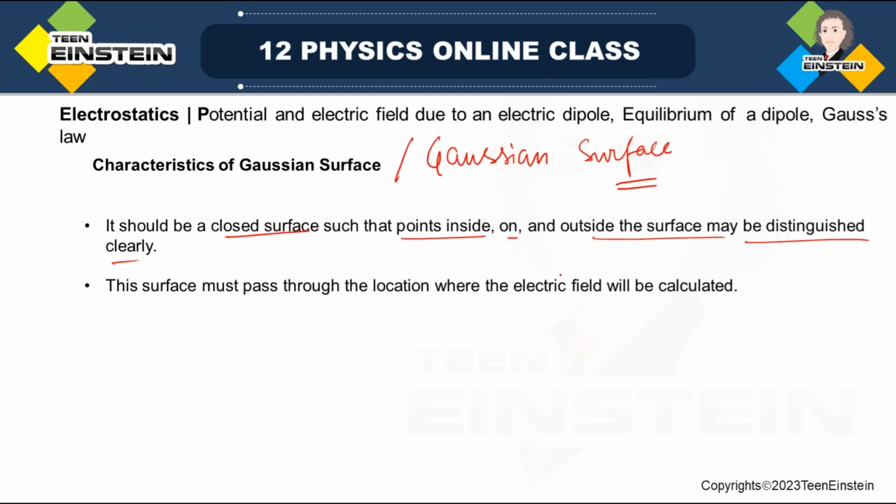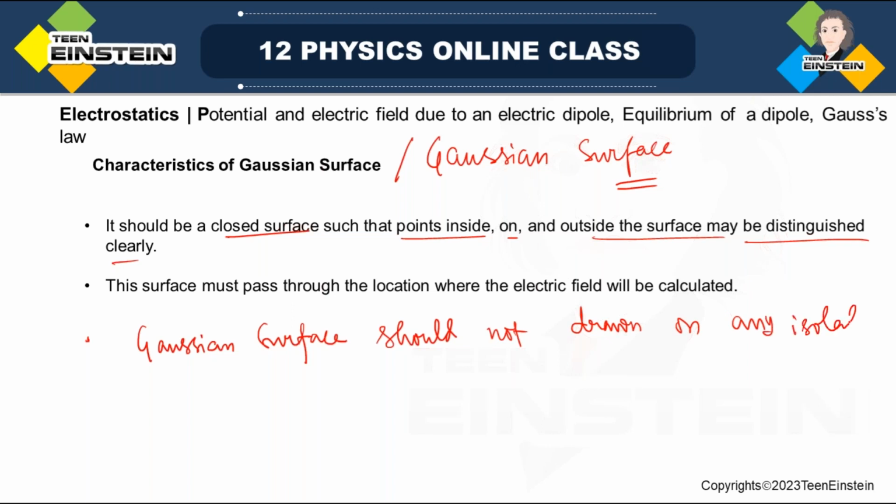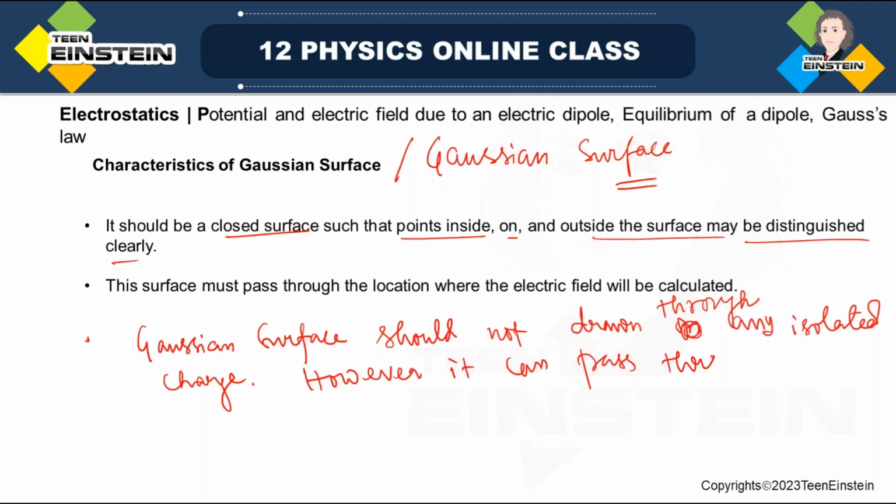However, a Gaussian surface can pass through a continuous charge distribution. So the Gaussian surface should not be drawn through any isolated charge, but it can pass through any continuous distribution of charge.